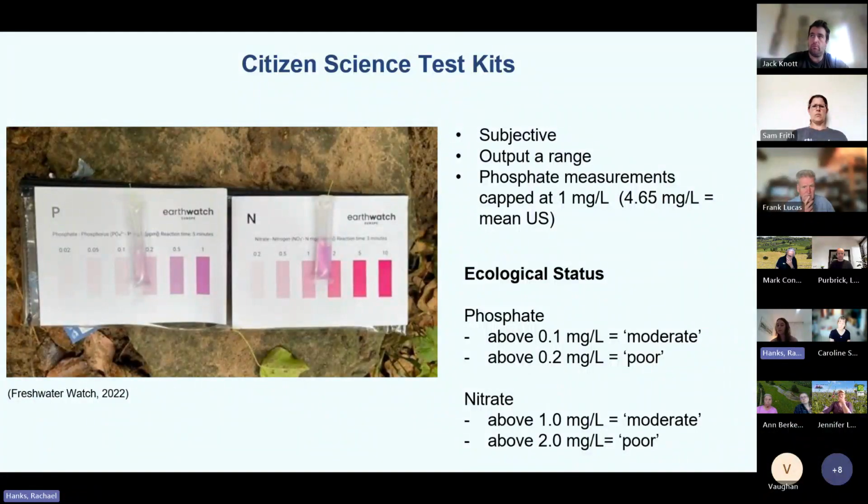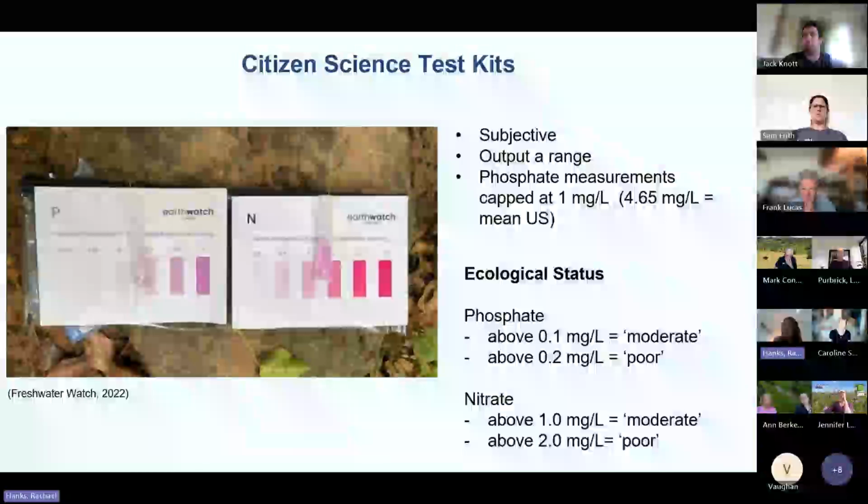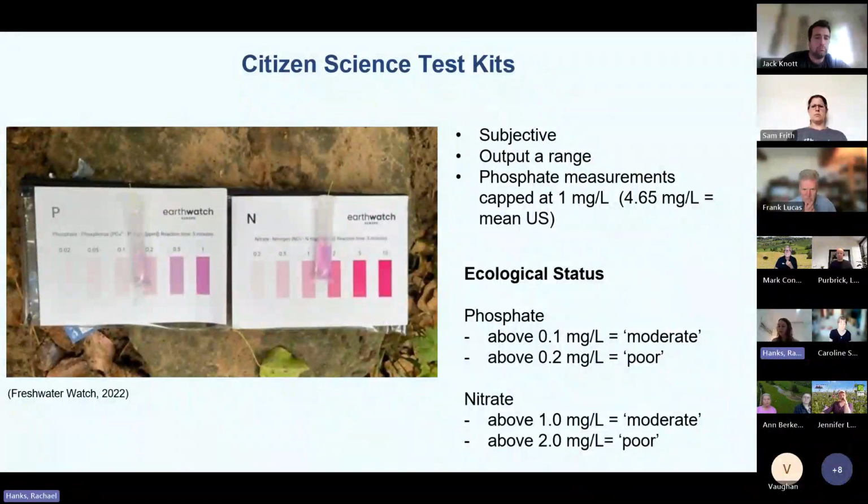And then just for reference here, I've got the ecological status classifications of phosphate and nitrate measurements, just to show you that every single box plot that I plotted was in poor levels for everything, pretty much.